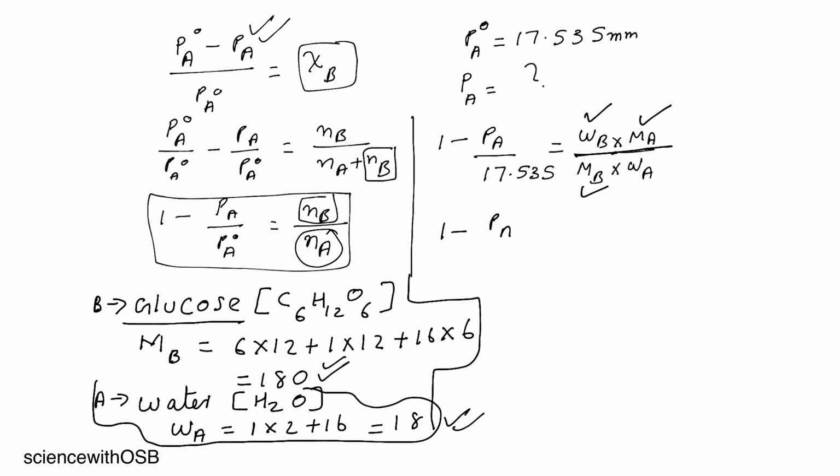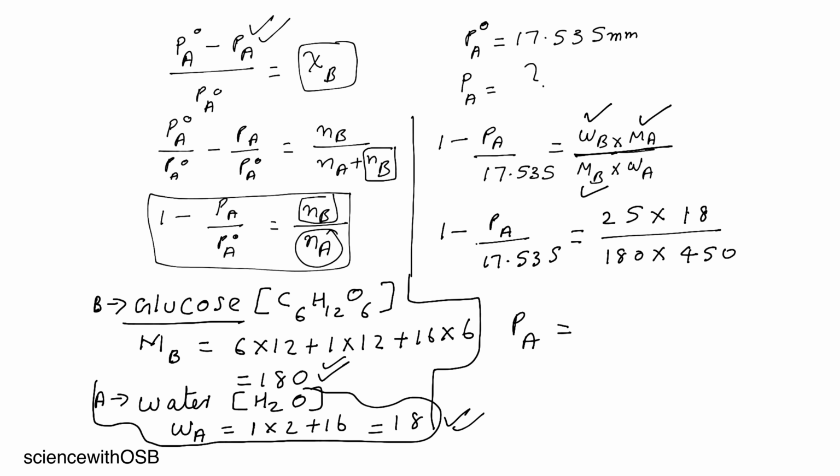1 minus PA by 17.535 is equal to WB is 25 into 18 by 180 into 450. Now what is the only unknown? That is PA. That you have to find by solving this, okay? Solving this equation. Everybody knows how to solve this, right? So just solve this. You'll be getting the final answer like 17.437 mmHg. Hope you understand.